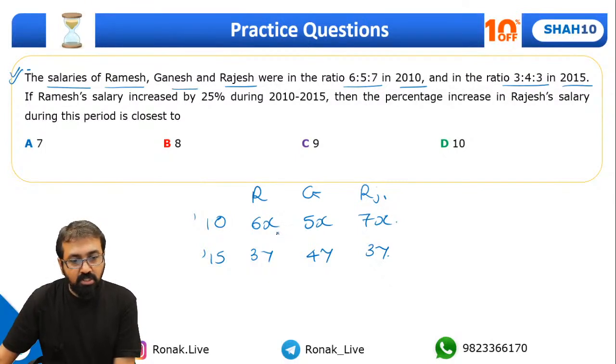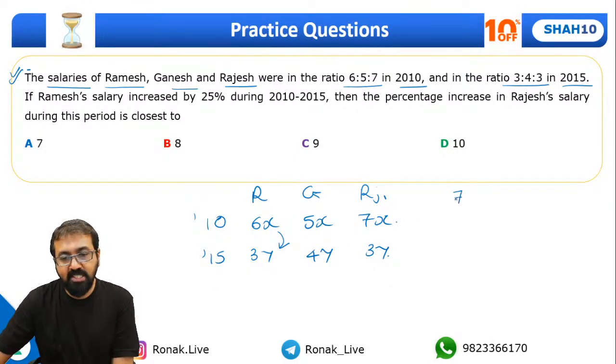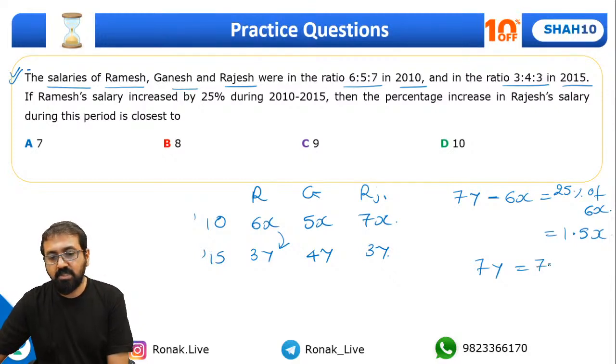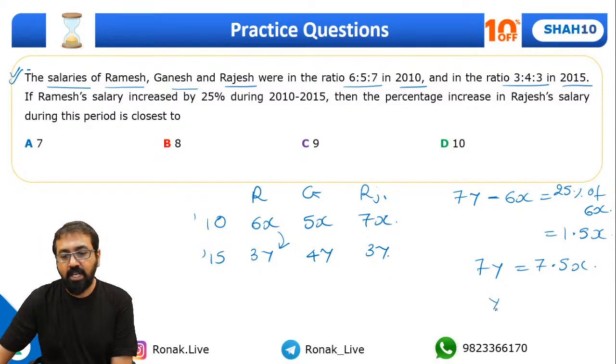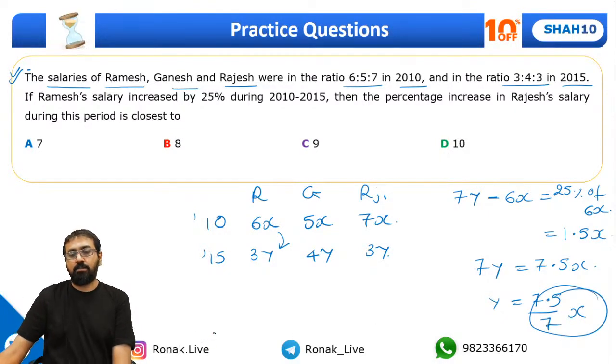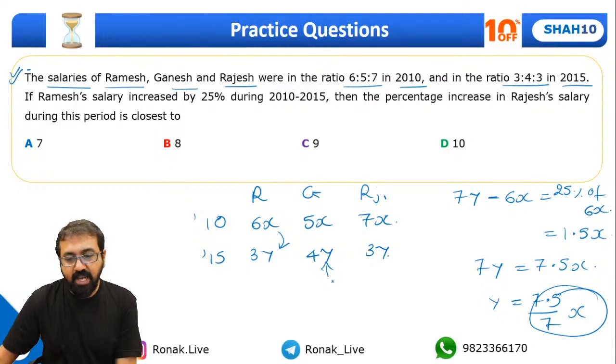Guys, so Ramesh's salary increased by 25%. So what I'm saying is 3y minus 6x is 25% of 6x. So this is nothing but 1.5x. So what will I get? 7y equal to 7.5x, right? Or I'll get y is equal to 7.5 upon 7x. I got this factor, correct? Now what I can do is instead of y, I can replace it by 7.5 upon 7x. We need to find out Rajesh's salary increase. So can I say this should be equal to 3 into 7.5 by 7x.